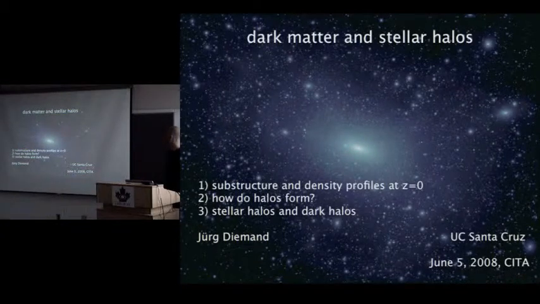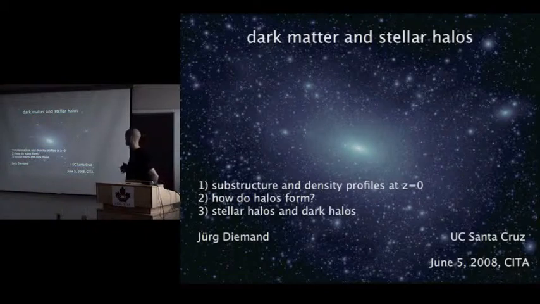I'll talk about dark matter simulations and, in the end, the connection to stellar halos. First I'll talk about substructure and density profiles today, at redshift zero, and then a bit about how we get there, how these structures form. And in the end, I'll have a few slides about ongoing work trying to connect these dark matter simulations to the stellar halo.